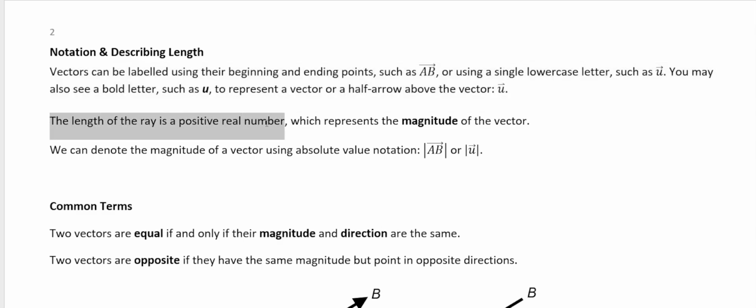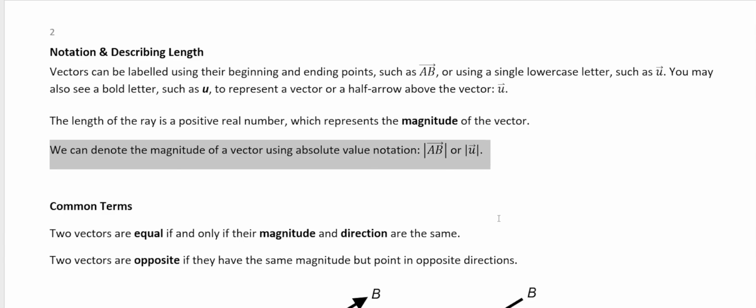The length of the ray is a positive real number, and that represents the magnitude of the vector. And we denote magnitude of the vector using absolute value notation. So if we just want to find the magnitude of how big a vector is, we can just put the absolute values around the vector sign.